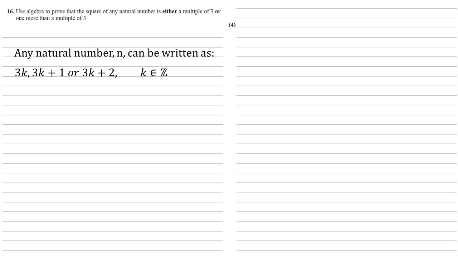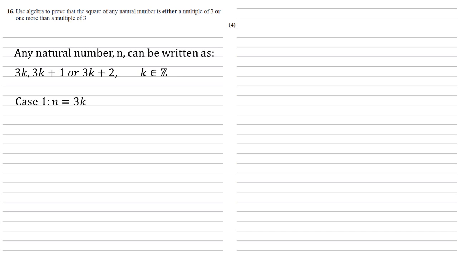Okay, so if you think about this, if you went on to 3k plus 3, that would just be the next natural number with k one bigger. So we can write any of them at all as 3k, 3k plus 1, or 3k plus 2. So now let's look at those three cases and see what happens when we square them.